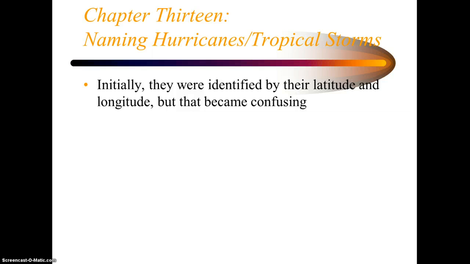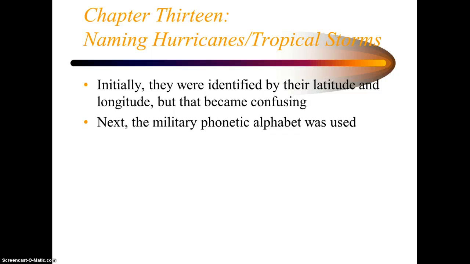Now, let's talk a little bit about the naming of hurricanes adjacent to the Americas. Take a little mystery out of that for you. Initially, these tropical cyclones were identified by their latitude and longitude, but that became very confusing. Next, the military phonetic alphabet was used. Alpha, Bravo, Charlie, and so on.